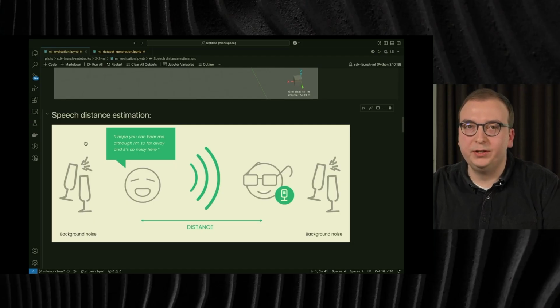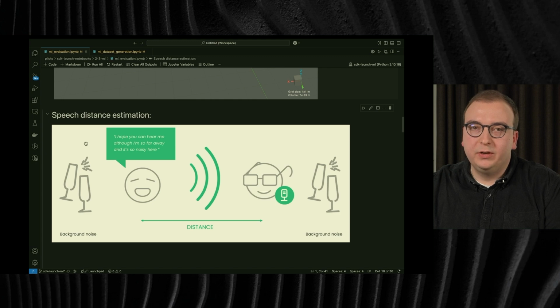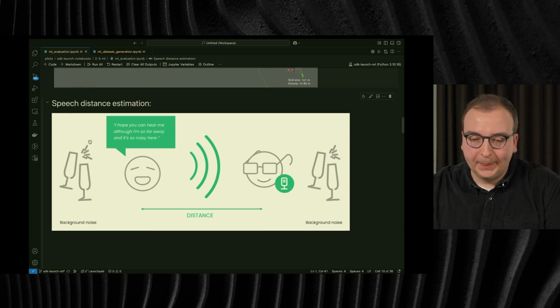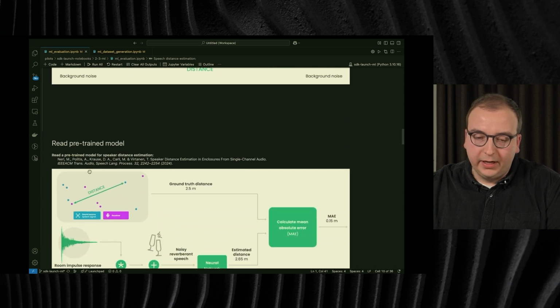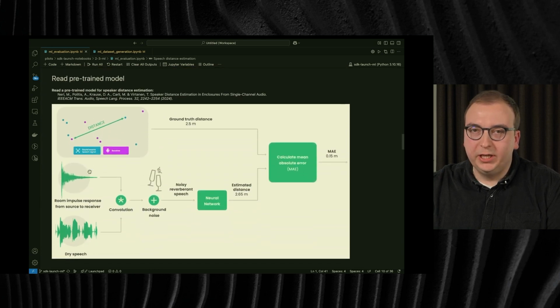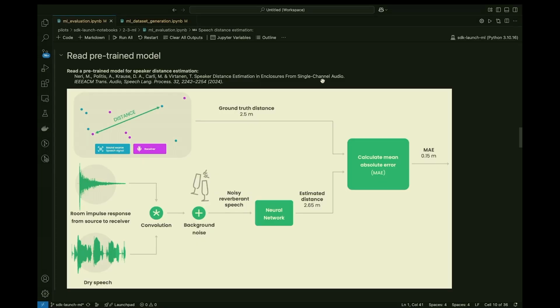And this information is very important, for example, if we want to run some speech enhancement or de-reverberation algorithms on the AR glasses or on the wearable device. And I want to use the following neural network to showcase how we can use the Treble SDK and the simulations for evaluating a neural network. This network was proposed in this paper that you can see referenced here.